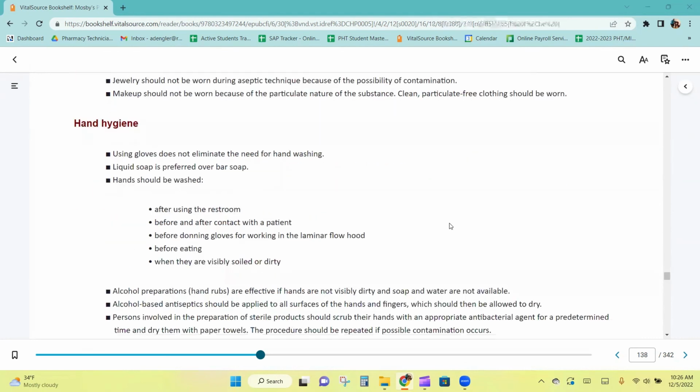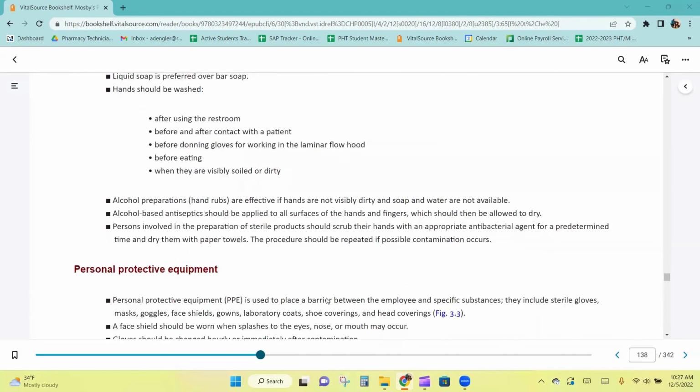Hand hygiene using gloves does not eliminate the need for hand washing. Liquid soap is preferred over bar soap. Hands should be washed after using the restroom, before and after contact with a patient, before donning gloves for working in the laminar flow hood, before eating, and when they are visibly soiled or dirty. Alcohol preparations are effective if hands are not visibly dirty and soap and water are not available. Alcohol-based antiseptics should be applied to all surfaces of the hands and fingers, which then should be allowed to dry.